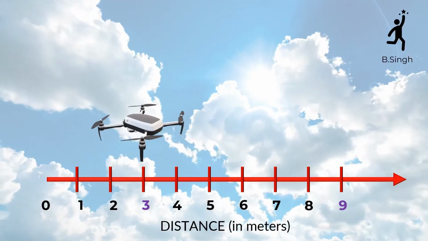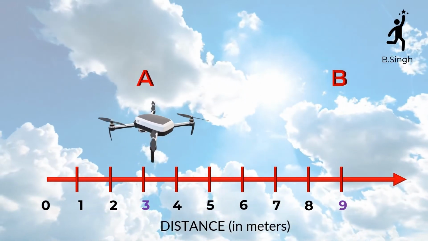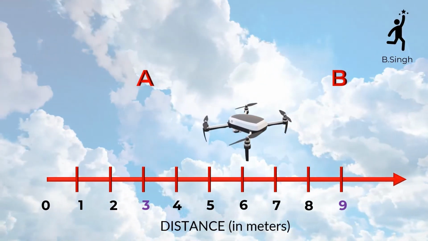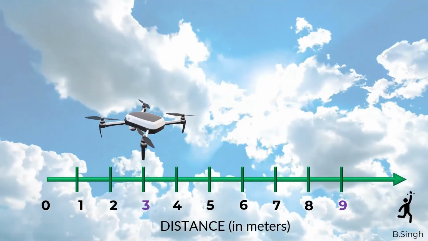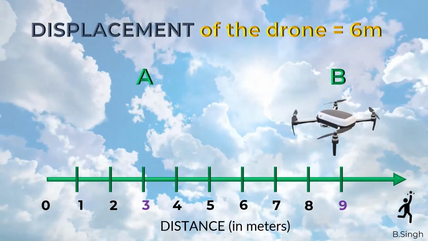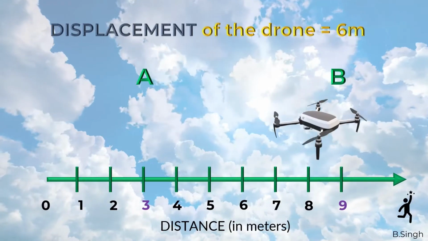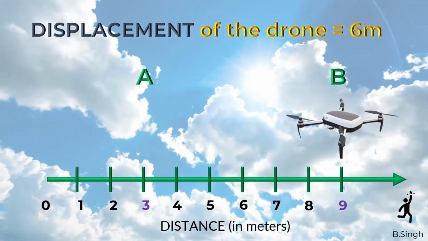Case 1. In this case, the drone is traveling from any point A to point B. Point A is the initial location of the drone and point B is the final location. Hence, while going from point A to point B, the drone travels 6 meters. So the displacement in this case is equal to the distance traveled by the drone, which is 6 meters.